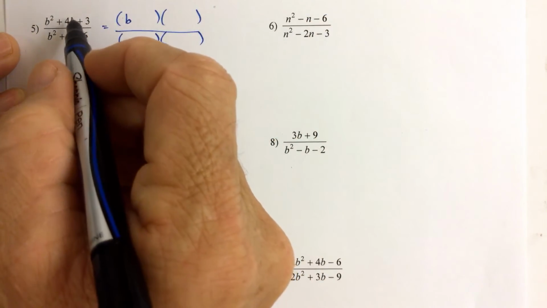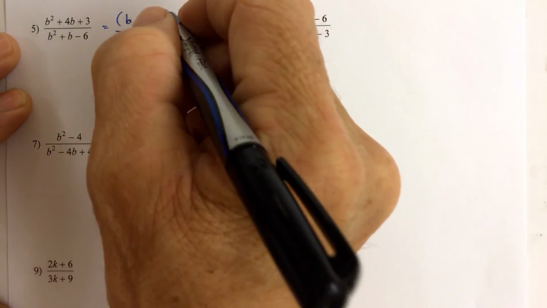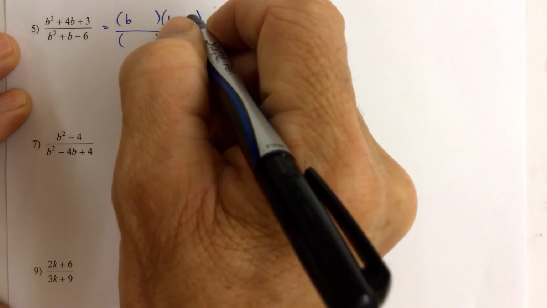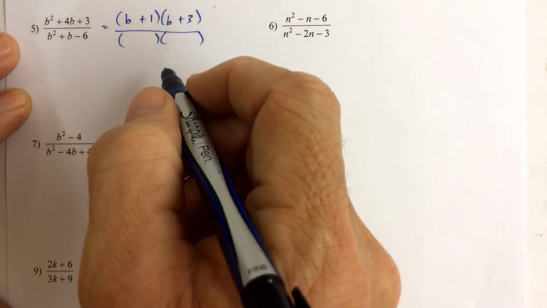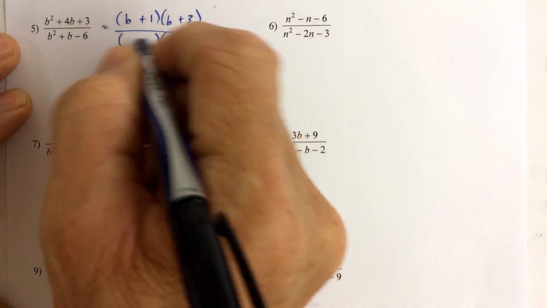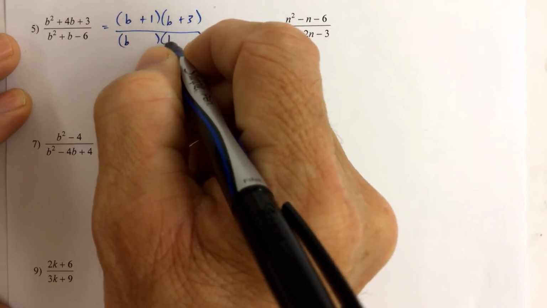No GCF other than 1. So we see 3 terms up top, so we know we can factor that using the FOIL method. The factors are b plus 1, b plus 3, or b plus 3, b plus 1. So probably one of those factors is one of the factors down below. So we see b squared plus b minus 6.